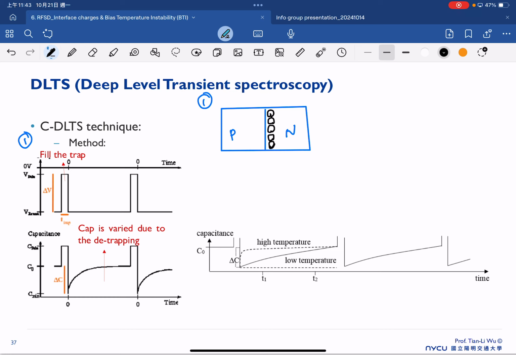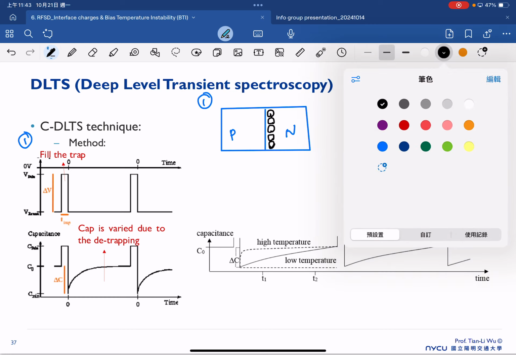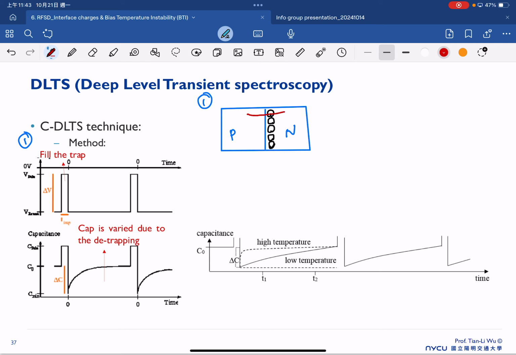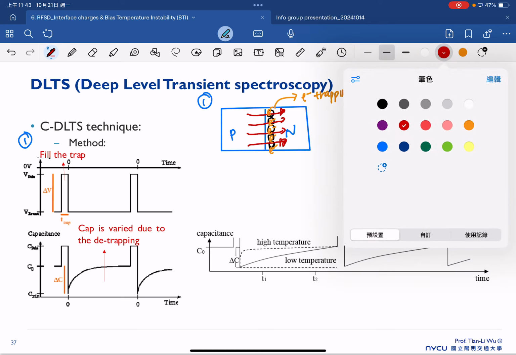What does it mean to fill the trap? It means we start to give the bias and start to have the electron flow. Once we have the electron flow into the defect, for sure, electrons will start being captured by this defect as well. So this will cause the electron trapping. And the black one, this is the defect.